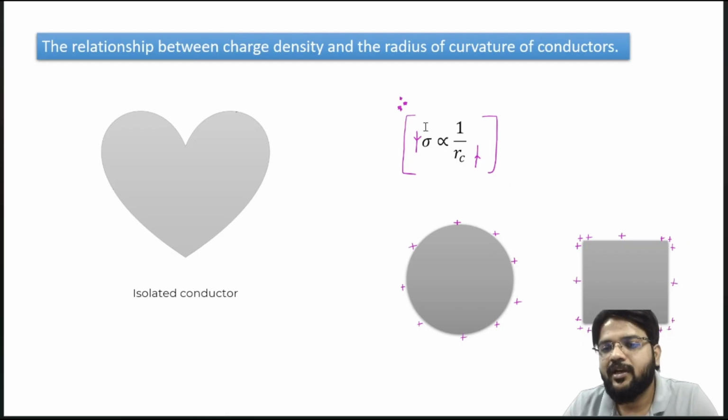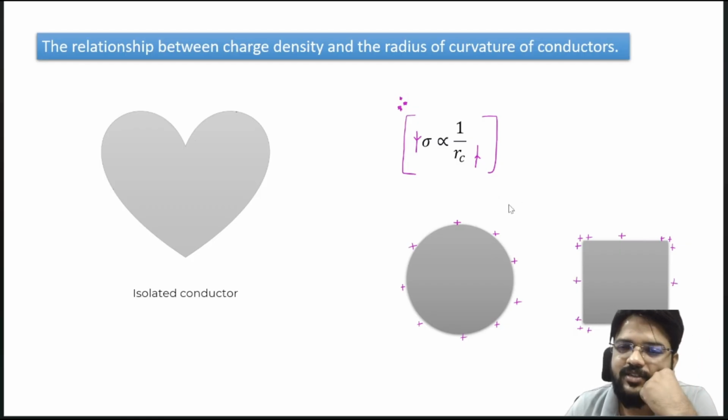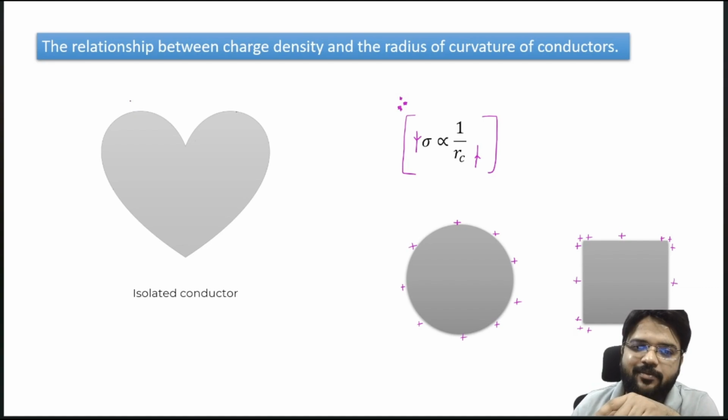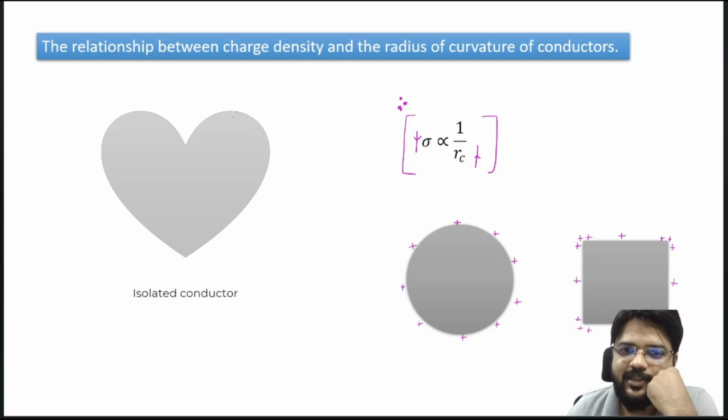So we will always use this relation, everyone, when we want a relation between the charge density and the radius of curvature. Now see this example also, everyone. Here we have one isolated conductor in the shape of a heart. If we give it some charge, then what will happen? If you look at this part, the radius of curvature is less, everyone. But if you look at this part, it is part of a big circle.